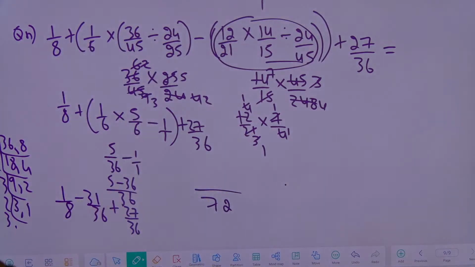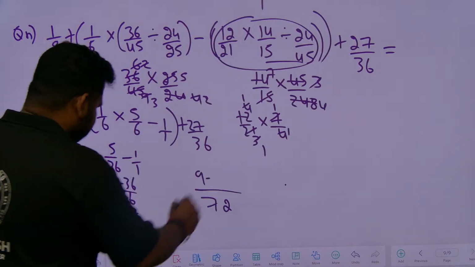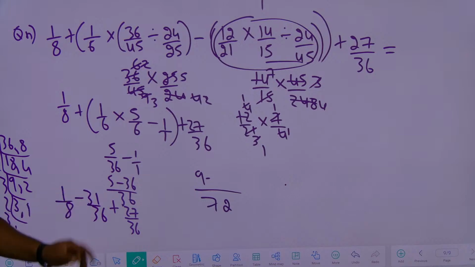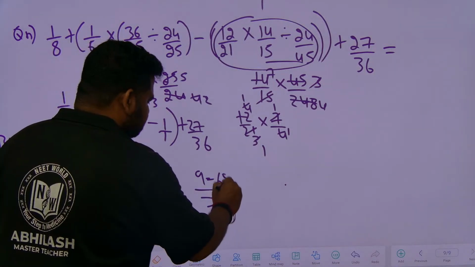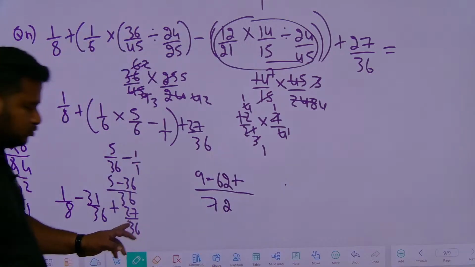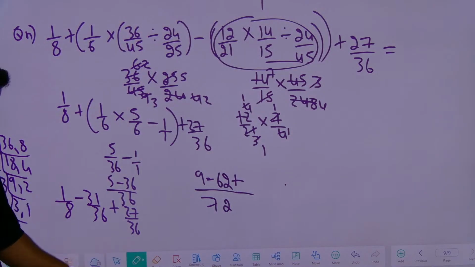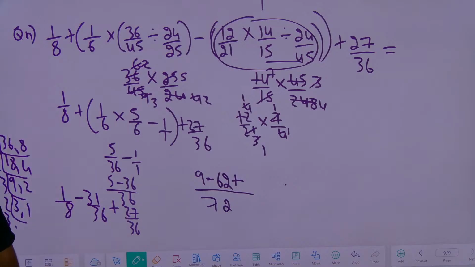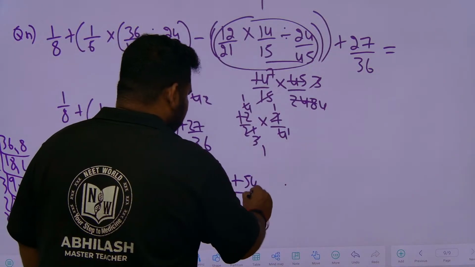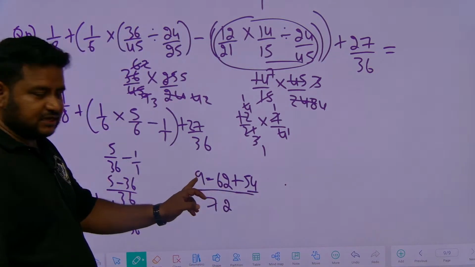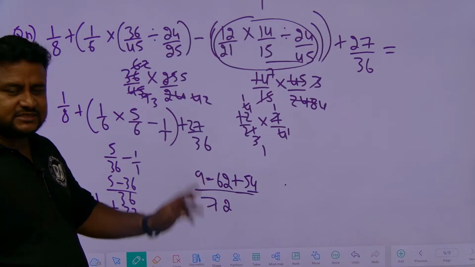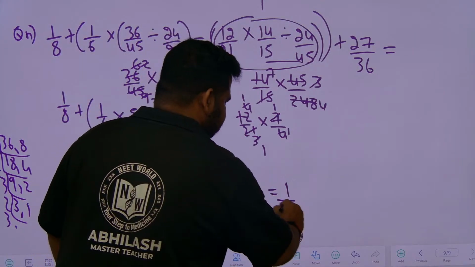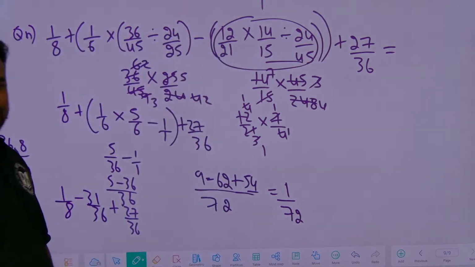So 8 9s are 72. 9 into 1 is 9, minus 36 into 2; 36 into 2 is 72. So 2 into 31 is 62, minus 62, plus 36 2s are 72. So into 2, 2 into 27 is 54. So we will have 54. Put it: plus 54 plus 9. 54 plus 9 is 63. 63 minus 62 is 1. So the answer will be 1 by 72. 1 by 72 will be the answer.